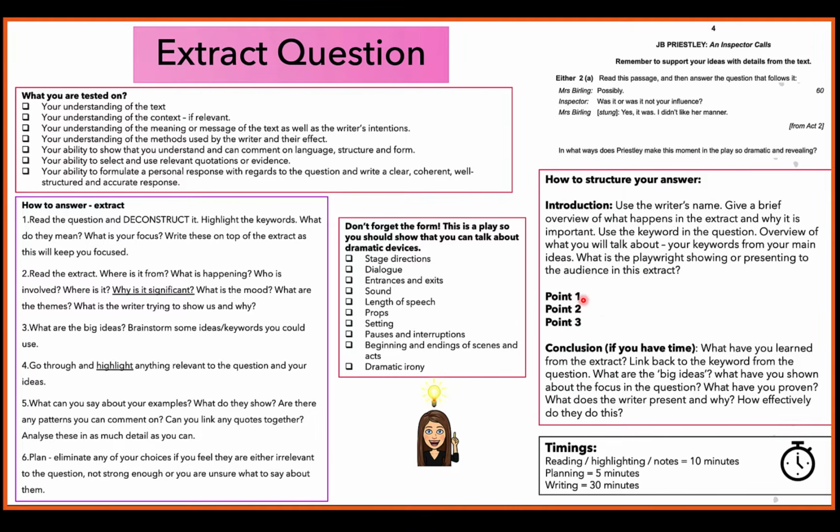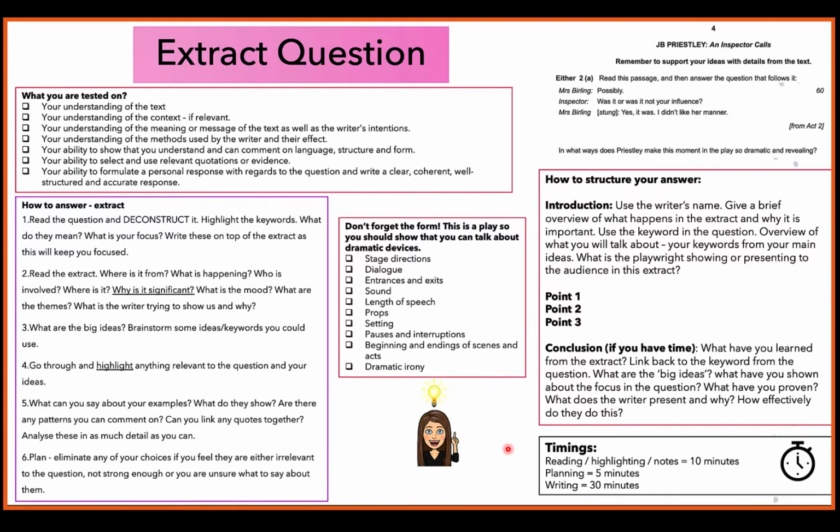You want to make sure that you've probably got a minimum of 3 developed points that you can make, with a variety of evidence within each one. And then a conclusion if you've got time. So just think about overall, what have you learned from the extract? Think about the keyword as well. Think about the big ideas, or think about what you have even shown with regards to the focus on the question. And here are my suggested timings.